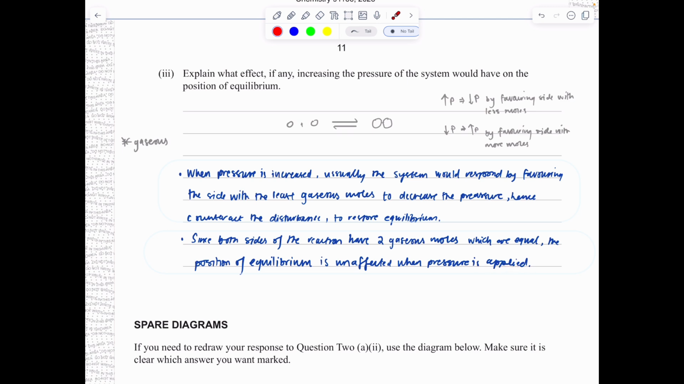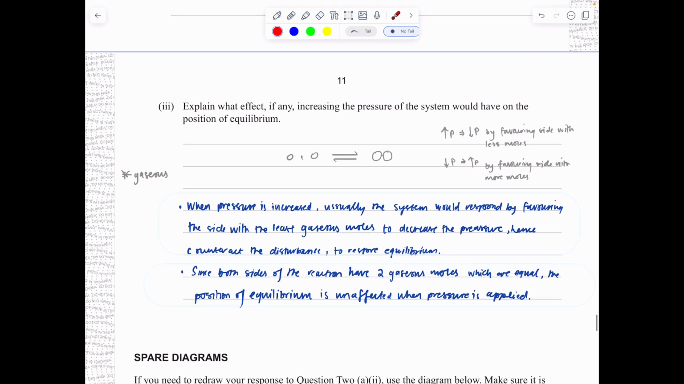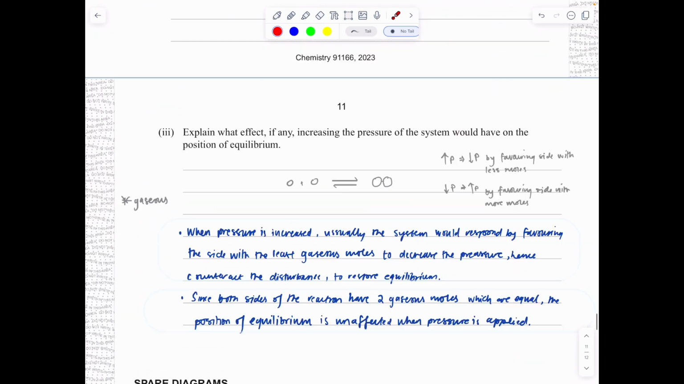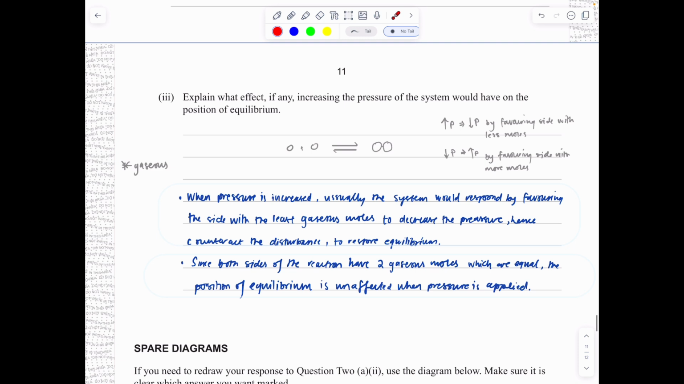Okay, and there we have it. That's how we do an exam paper.